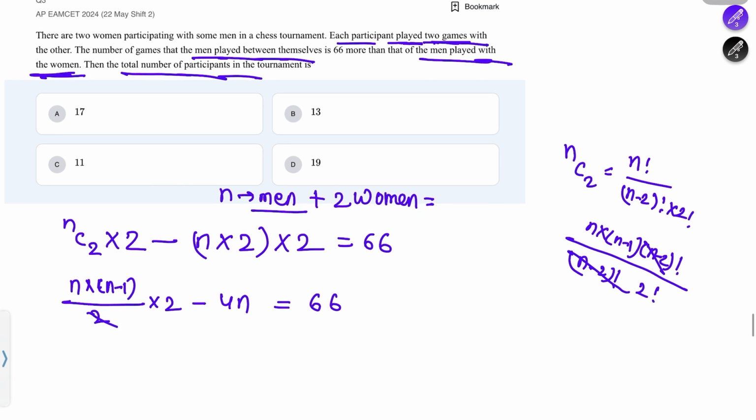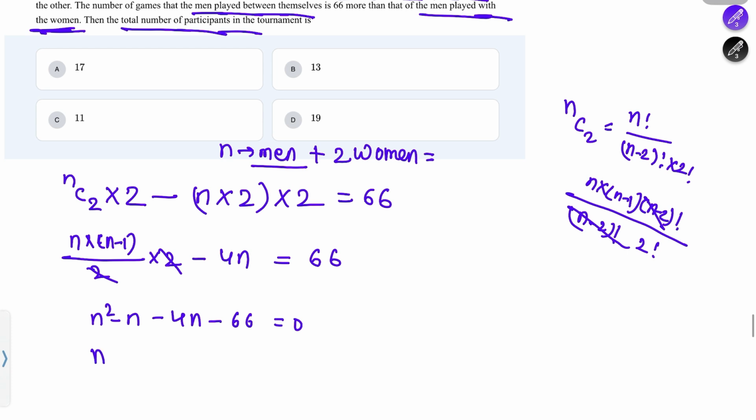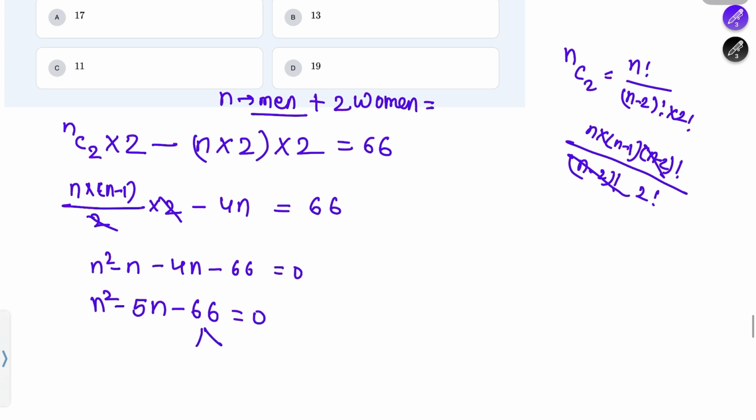Next step, the 2 cancels out and is multiplied with n square minus n. Then the 4n minus 66 equals 0. If you arrange that, n square minus 5n minus 66 equals 0. According to the condition, 66 has two factors whose difference is 5, so 11 into 6 is the easy one. So (n minus 11) and (n plus 6) equal to 0.